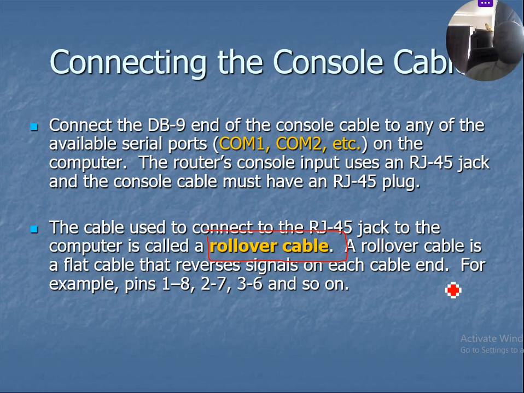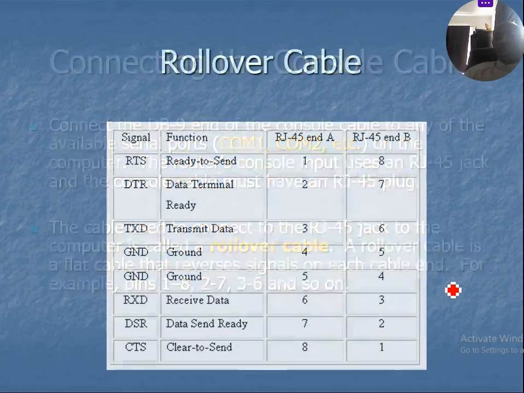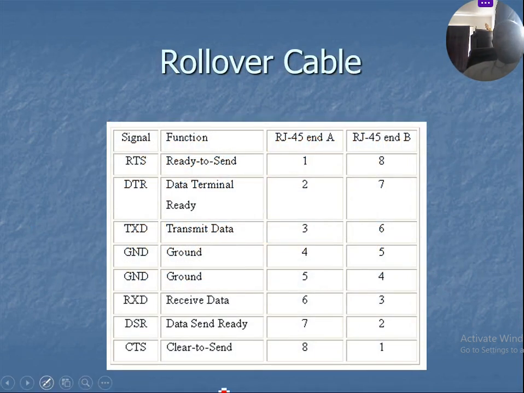Pin 6 on end A goes to pin 3 on end B. Pin 7 on end A goes to pin 2 on end B, and pin 8 on end A goes to pin 1 on end B. So this is what it is. Now let's take a look at it. We have it in a diagram here, of what we've just described.